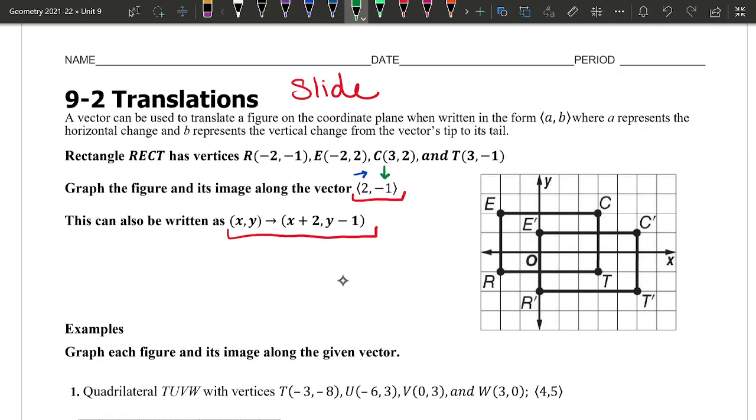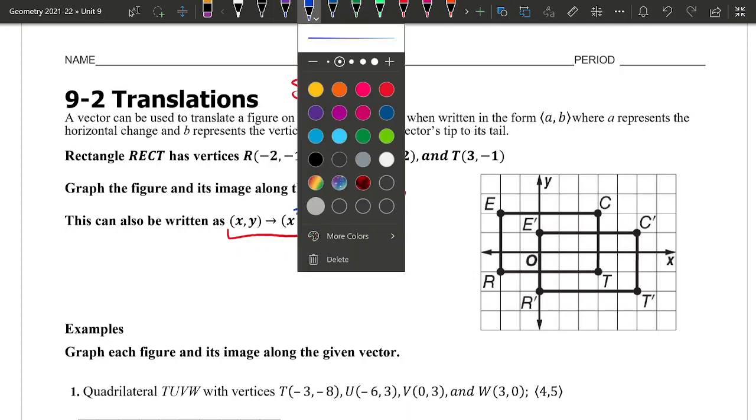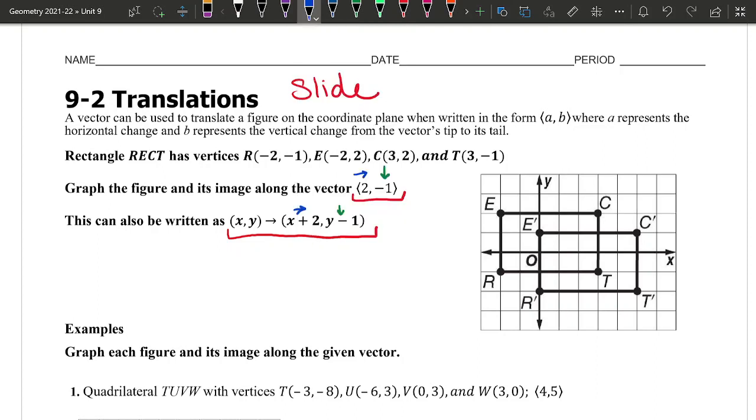And that's the same thing that's happening when it's written as a rule. This is down 1 or right 2. And you can see that's happening by just picking a single point. Like from C, if I go to the right 2 spaces, and then I go down 1 space, then I end up at C prime.